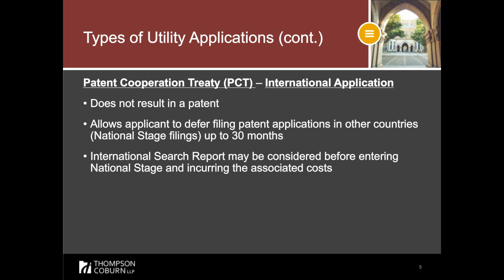So as I indicated before, you have the ability to file and take advantage of foreign jurisdictions. And the primary way in which that occurs is filing a PCT or Patent Cooperation Treaty international application. It does not result in a patent, but it allows you to then delay the filing and get search reports in foreign jurisdictions. And having those search reports, you can evaluate the likelihood of getting your patent in the foreign jurisdictions and be able to take advantage of minimizing costs where appropriate.